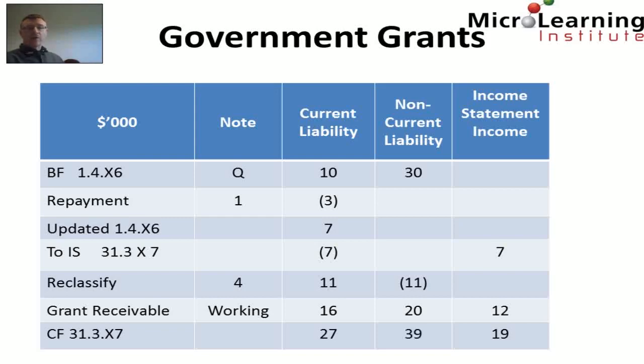And also, we're recognizing a non-current liability for government grants. We had an opening balance of 30. We reduced it by 11 when we reclassified 11 to current liabilities. However, we had to increase it again by 20 in relation to the grant receivable. So the net closing balance of non-current liabilities in relation to government grants at the 31st of March 20X7 is 39.